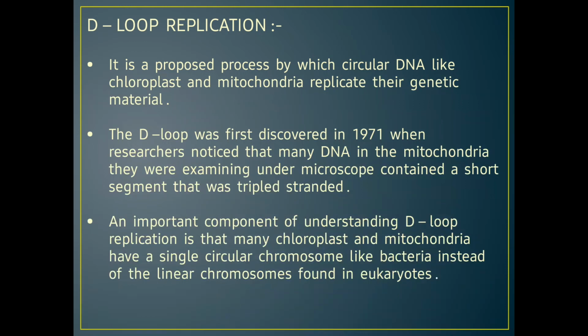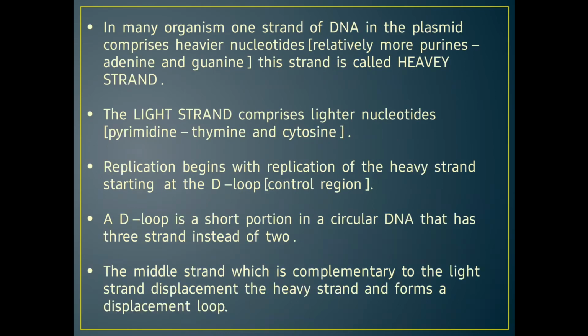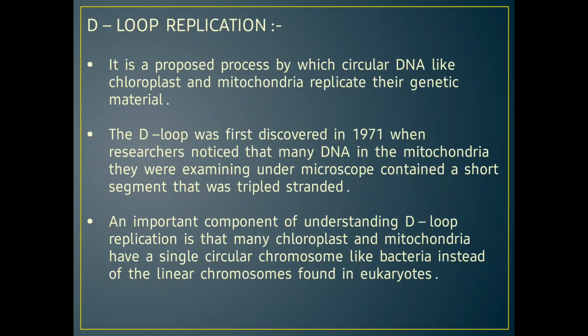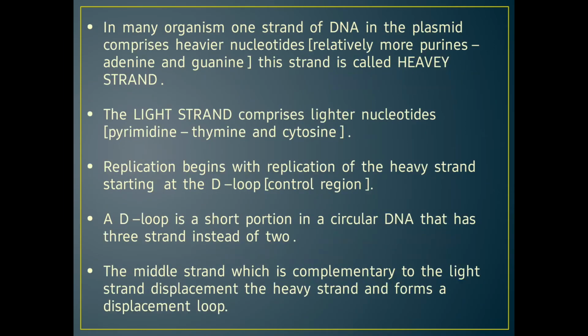An important point is that many chloroplasts and mitochondria have a single circular chromosome, like bacteria, instead of the linear chromosomes seen in eukaryotes. It's just an information.